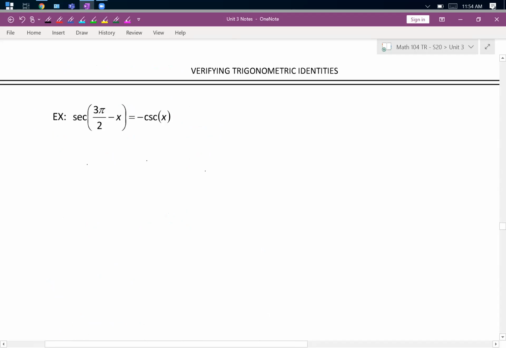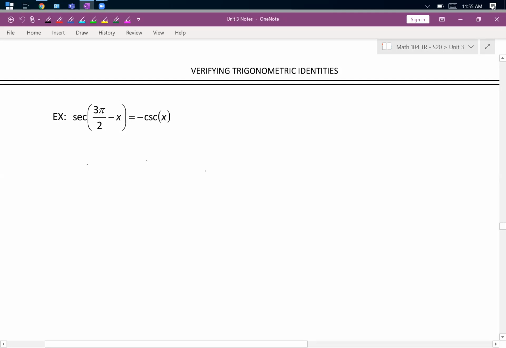Next, we want to show that secant of 3 pi over 2 minus x is equal to negative cosecant of x. Which side do you think is the more complicated side that we should start with? Left. I agree. And please know it's not always the left-hand side. I know a bunch of them here are the left-hand side, but it's not always the left-hand side.